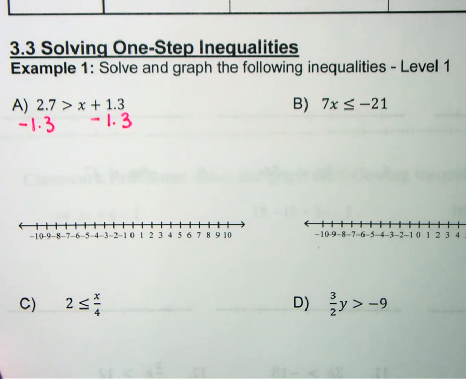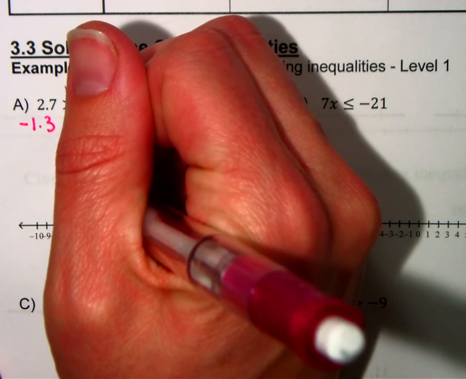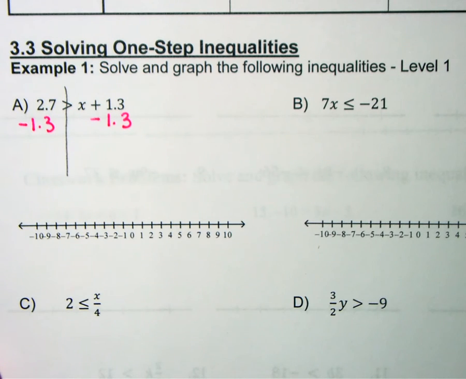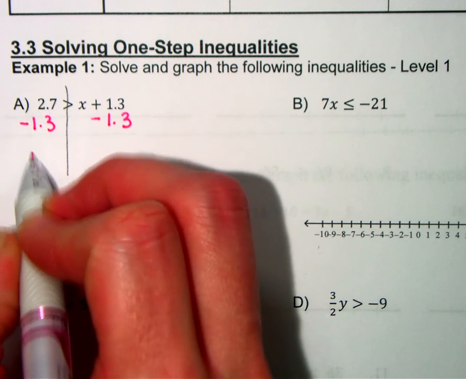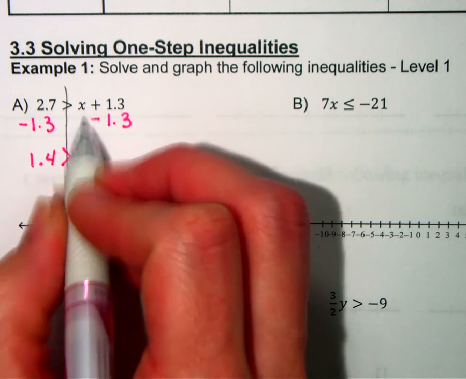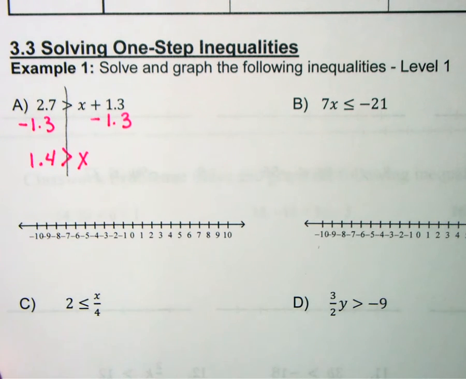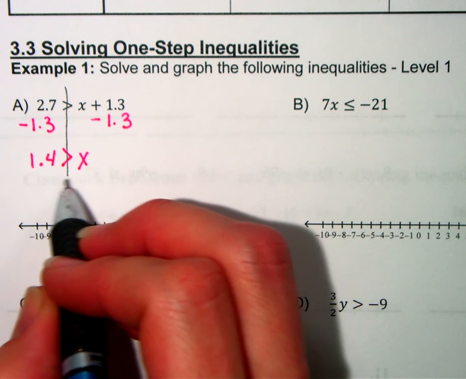You are still allowed to put that line down the middle, except this time it won't be down the middle of the equal sign. It'll be down the middle of the inequality symbol. So 2.7 minus 1.3 is 1.4. Keep your same symbol and then bring down this x. Hopefully you notice that that x is not on the left where it should be. It's not in VIN form. It's not variable, inequality symbol, number.